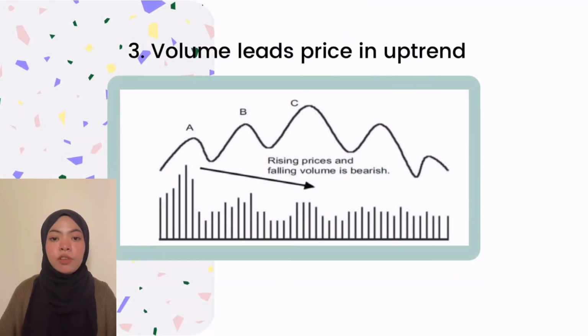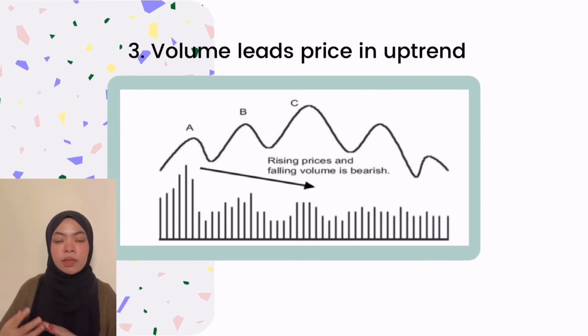Next is volume leads price in an uptrend. Volume normally leads price during a bull move. A new high in price that is not confirmed by volume should be regarded as a red flag, warning that the prevailing trend may be about to reverse. In this chart, the price peaked at point C, yet the average volume reached its maximum around point A.